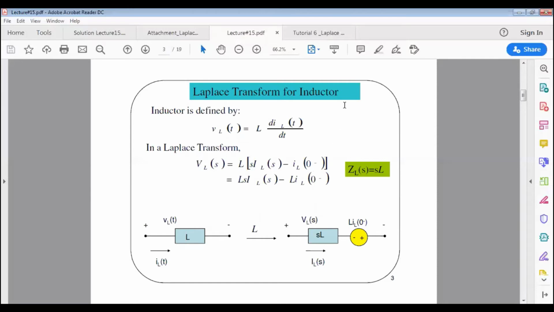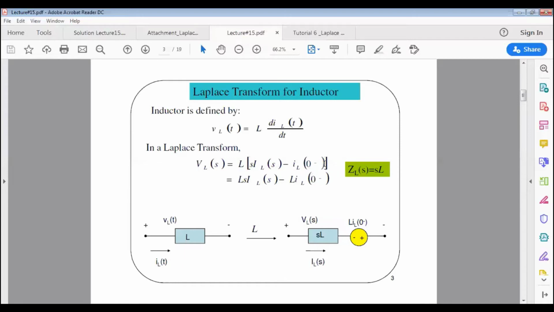Next we proceed with the Laplace transform for the inductor. We know that the relationship between the voltage and the current of the inductor in time domain is given by V_L(t) equals L di_L(t)/dt. In order to transform into the S domain, we have to adopt the properties of differentiation for di_L(t)/dt. If you can recall the properties of Laplace transform in lecture 14, the Laplace transform of this equation becomes V_L(s) equals L times, and the transformation of di_L(t)/dt gives us sI_L(s) minus I_L(0 negative). This is based on the properties of differentiation.